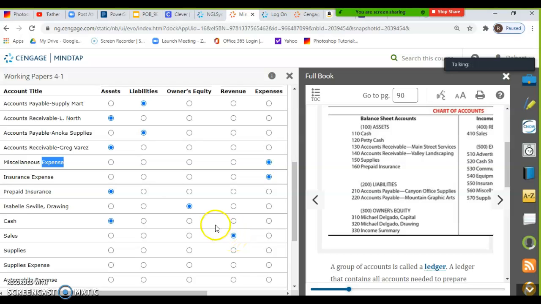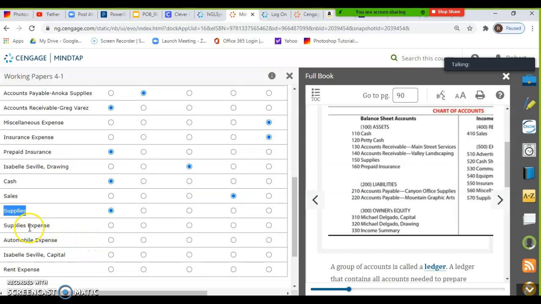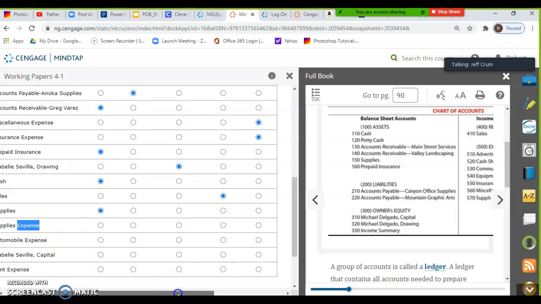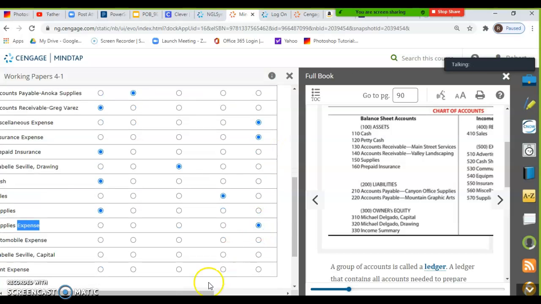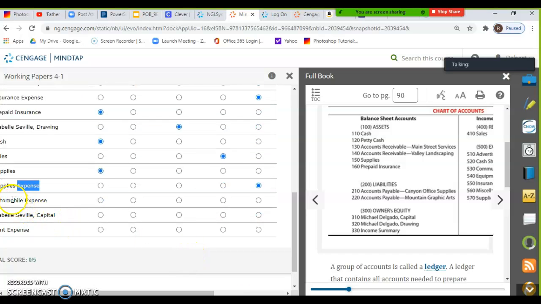Sales, supplies. Remember what side of the equation that's on. It's under assets. So supplies is an asset. The next one down, supplies expense. That word right there should give you the clue on that one. Down here under expenses. Auto expense, another magic word. Under expenses.